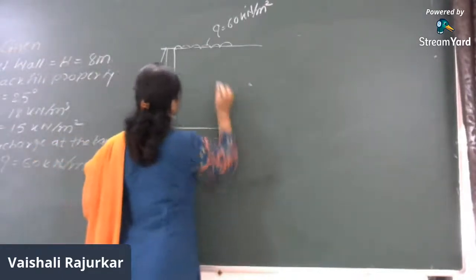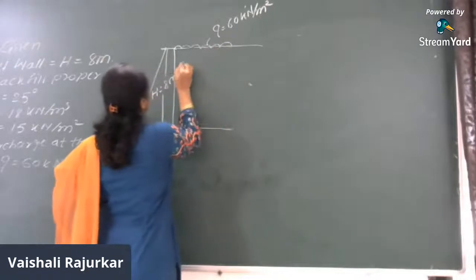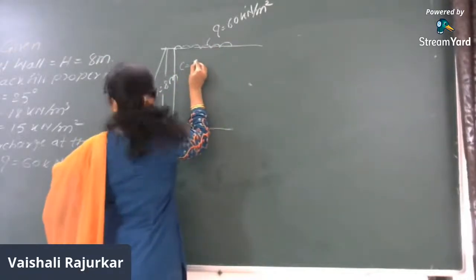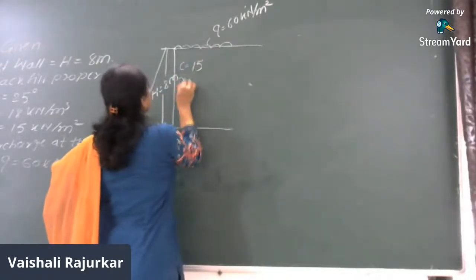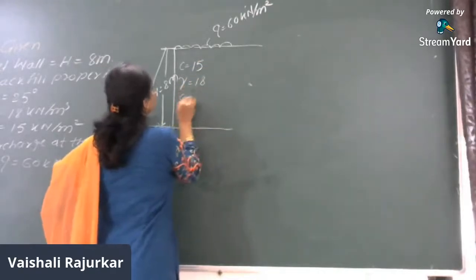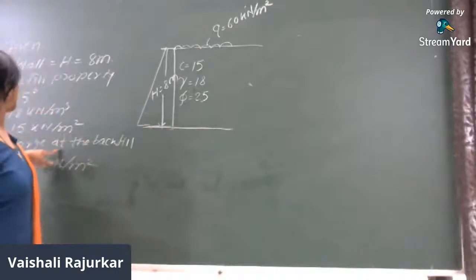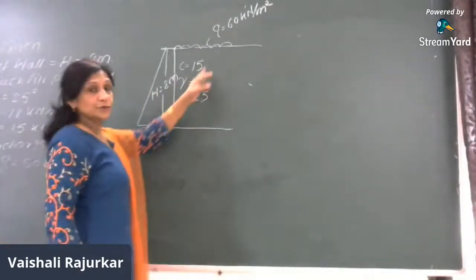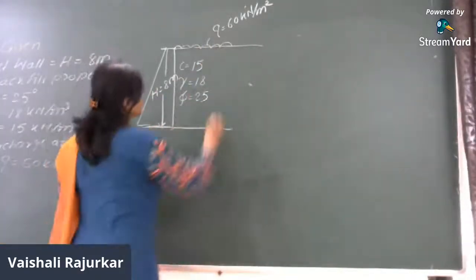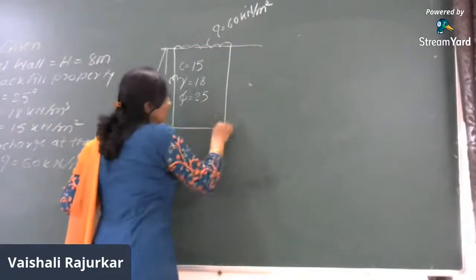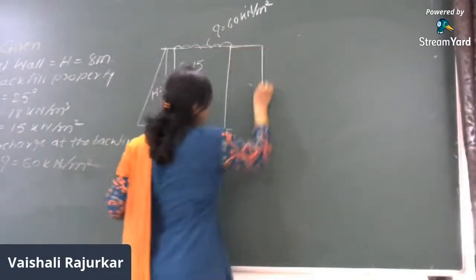So here, first diagram, what is C? C is given as 15, gamma is given as 18, phi is given as 25. So this much is the data given. And in addition to that, there is a surcharge. So the first distribution diagram, due to the surcharge, is a rectangular one.